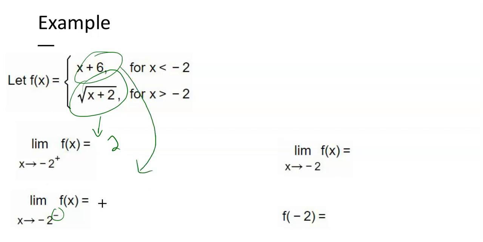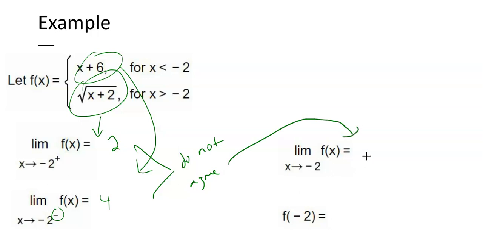And what I think you're going to find is that it's going to approach 4, right? And I'm kind of cheating here because I'm basically plugging that number in. -2 plus 6 will be 4. So as we get closer to -2, you're going to find your answers get closer and closer to 4. These do not agree, right? Which means this limit does not exist.